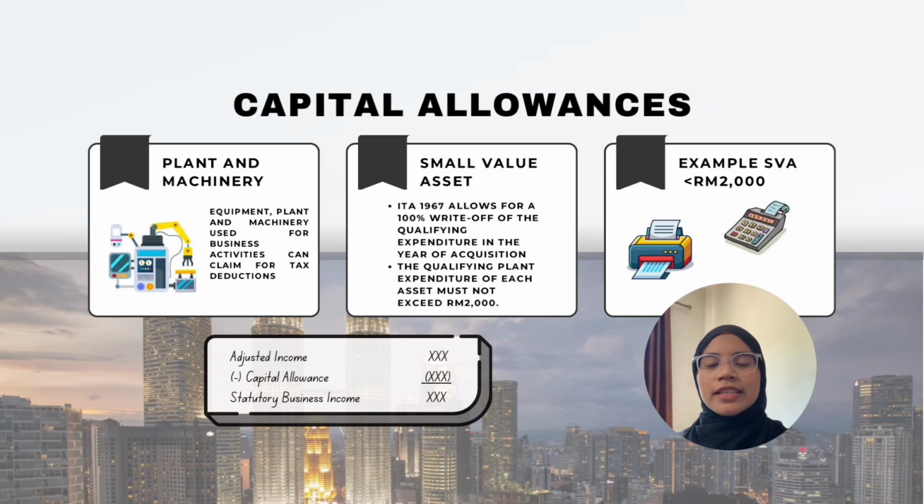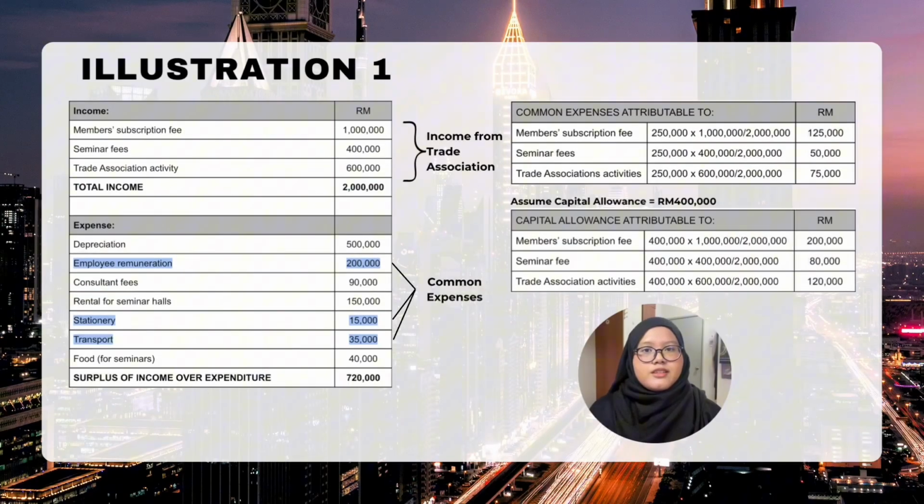Under ITA 1967, if the asset qualifies as a small value asset, the trade association can claim 100% write-off in the year it was purchased. But remember, the qualifying cost of each asset must be below RM2,000. Examples of SVAs include small office equipment like calculators, printers, or fans, as long as they are below the 2,000 ringgit threshold. Let's look at this example.